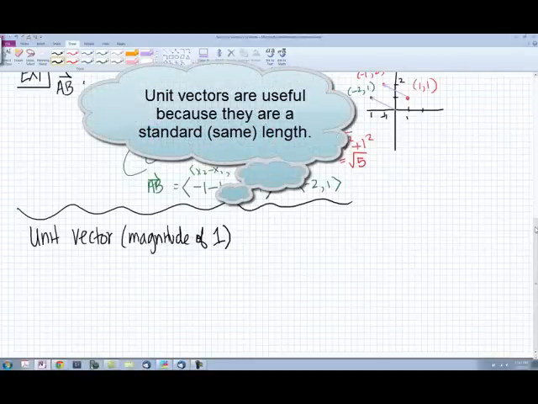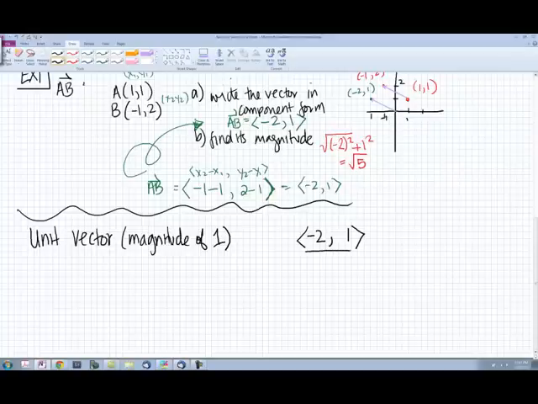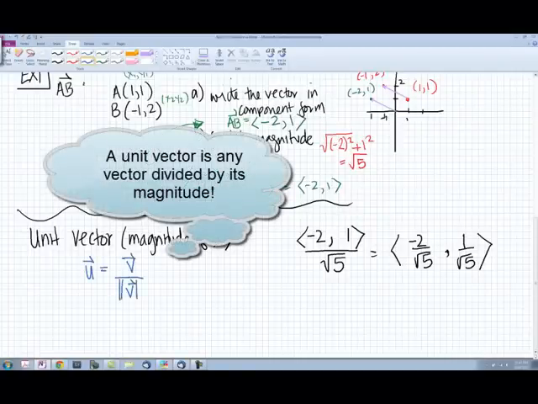What was our magnitude of the vector that we did in example 1? It was square root of 5. Well, if you take your vector, which is <-2, 1>, and divide it by radical 5, I would now get <-2 over radical 5, 1 over radical 5>. I have now forced my vector into the length of 1. A little definition for it: vector u will be any vector divided by its magnitude.